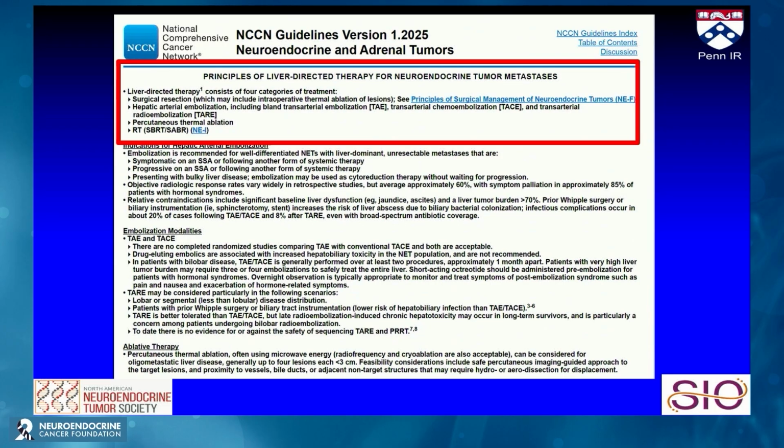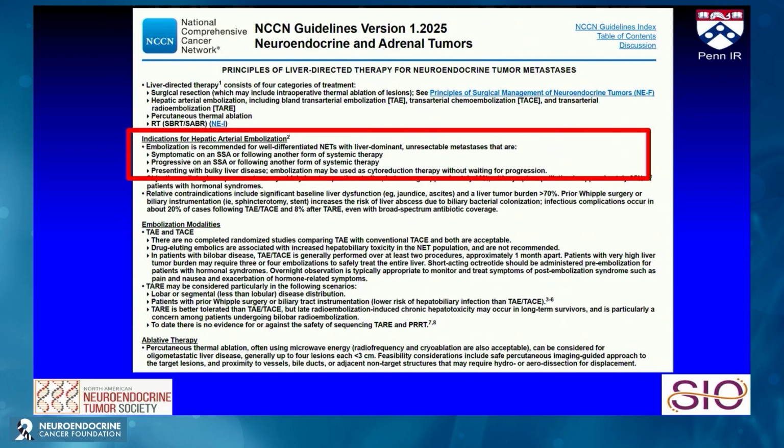One is, what is liver-directed therapy? So liver-directed therapies can be surgery, they can be transarterial therapies, some form of embolization, they can be percutaneous ablation, where we put a cryoprobe or a microwave probe in and cauterize the lesion, or it could be targeted radiation therapy like SBRT. So why would we do this?